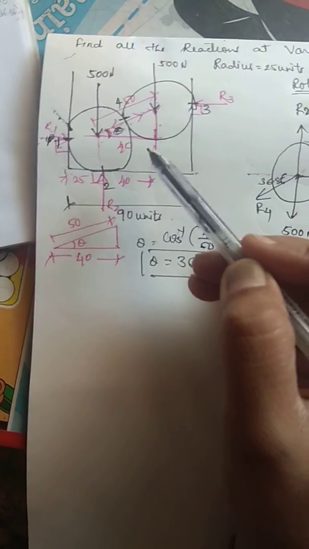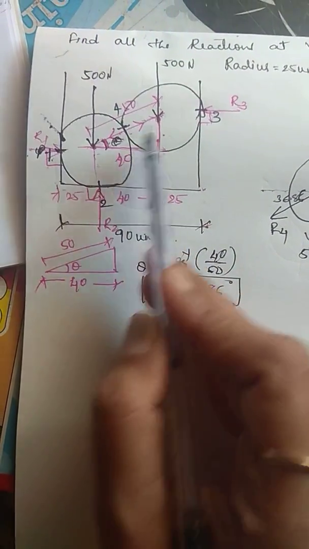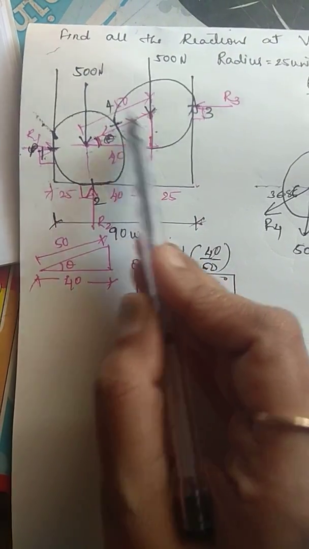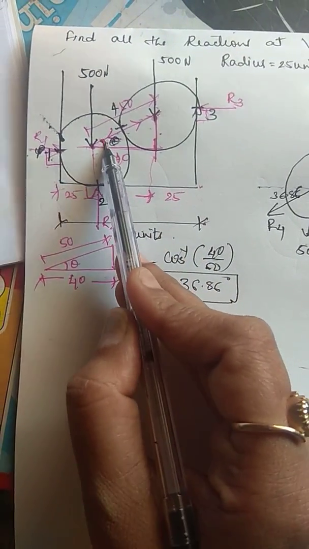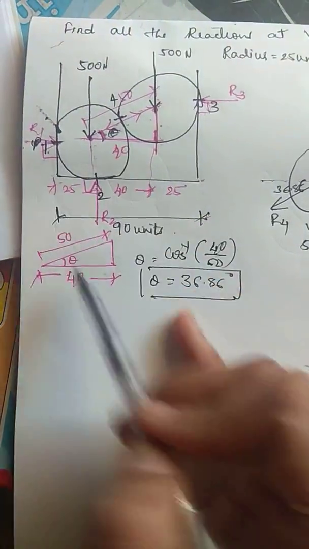The only change in this numerical is to find the angle between the two rollers. There is a reaction between the two rollers, therefore I had to find the angle theta. Different kind, wherein I knew the base, I know the radius, so I will find its angle. So once we are done with this, what is the thumb rule?